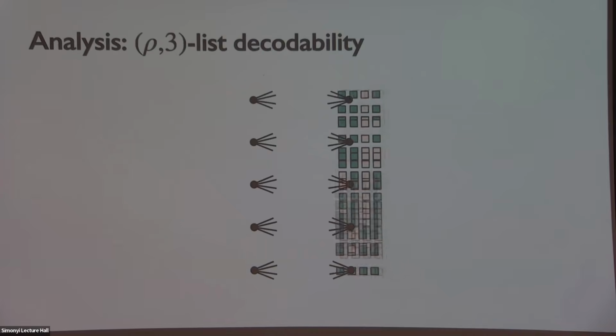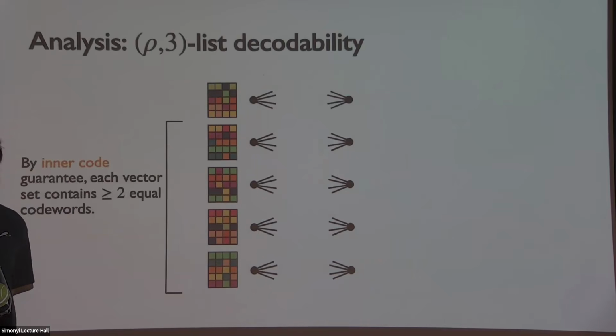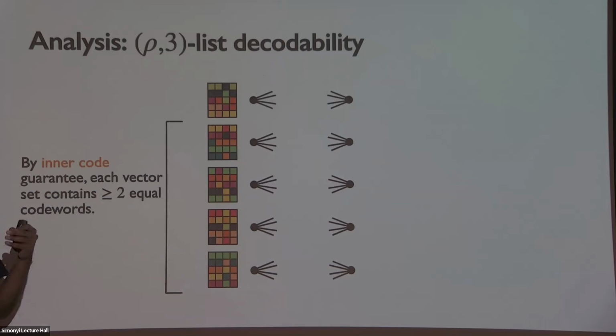But I thought the inner code would be a random one that achieves your list decodability, the LCL stuff? No, less decodability. The bad agreement pattern. Yes. So the inner code guarantee is that every vector set will contain at least two equal code words, because there was a bad agreement pattern here, which the inner code words satisfied. So here you're just instantiating your LCL to list decodability of row 3. Yes, exactly.